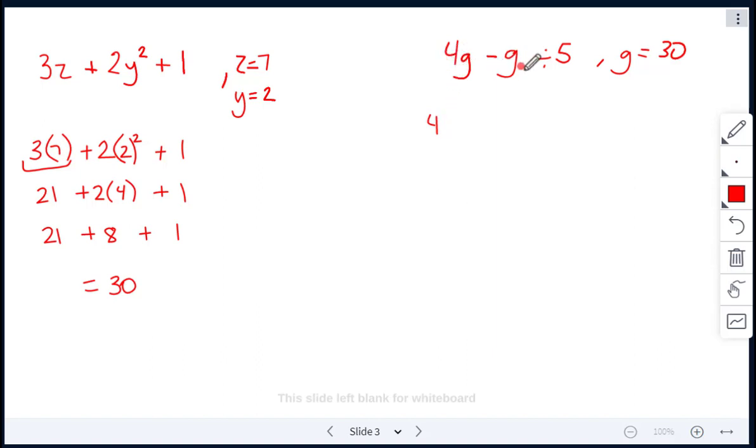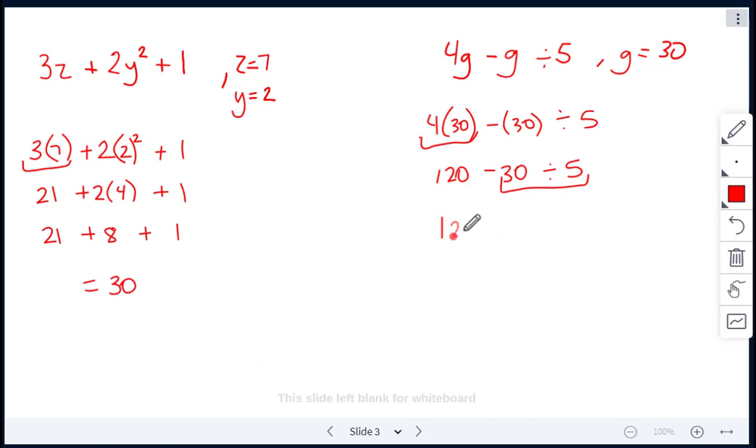So we have 4g minus g divided by 5. G is 30, so we're just substituting 30 in there, minus 30, and then divided by 5. All right, so we're going to multiply first. 4 times 30, that's 120. Then we have minus 30 divided by 5. All right, so then we have to do this division, which is 30 divided by 5, which is 6. So 120 minus 6 is what we're left with, and we get 114 as the final answer.